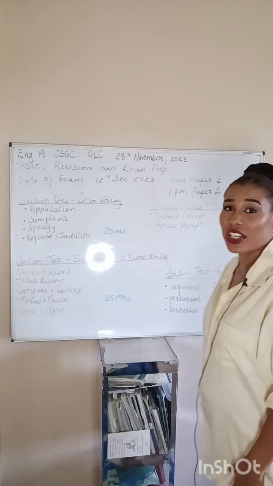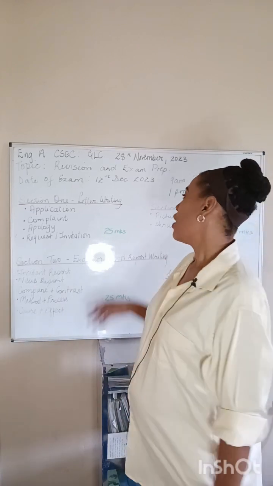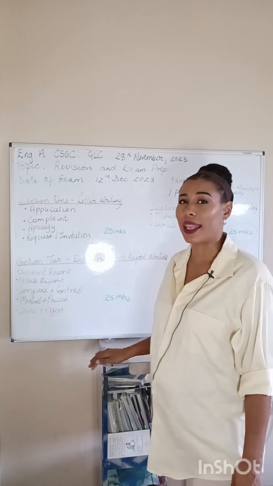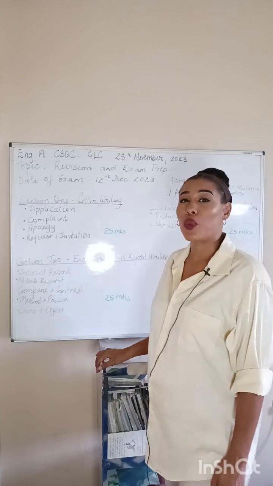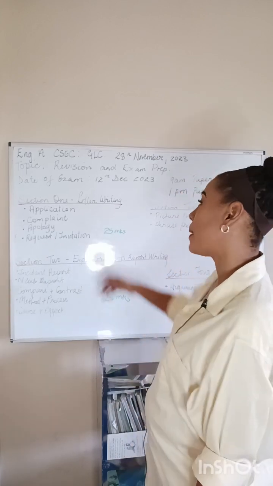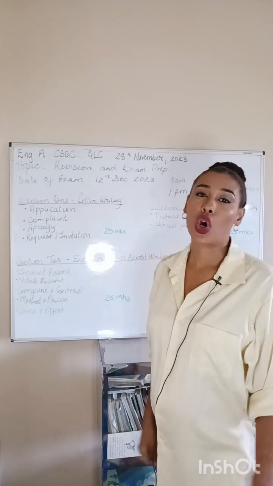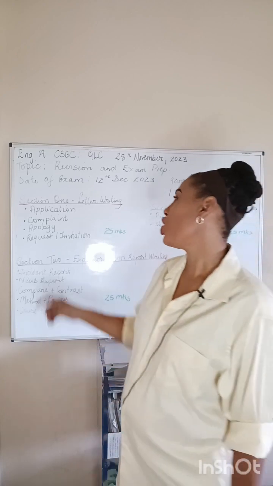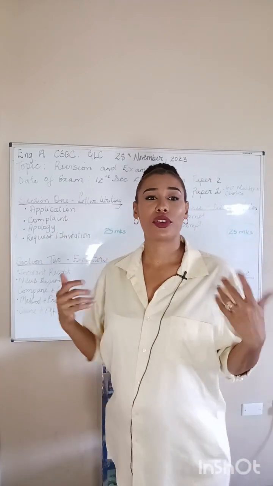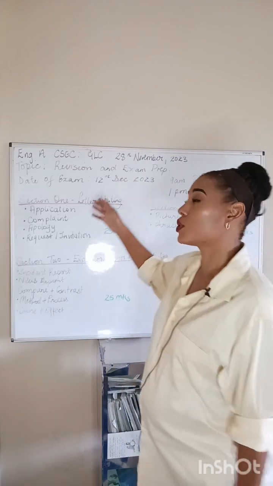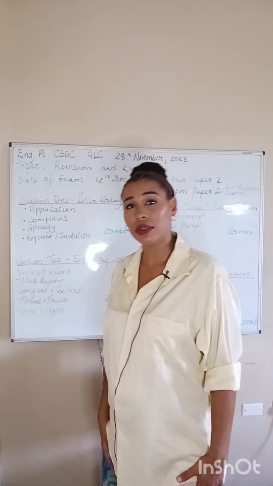In the first section of your paper 2, for 25 marks, you'll be expected to write 1 letter. That letter will either be a job application letter, or a letter of complaint, or a letter of apology, or a letter for request or invitation. All of these were taught in the first module.